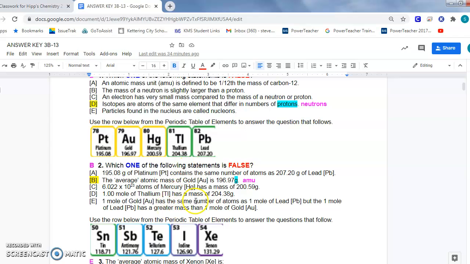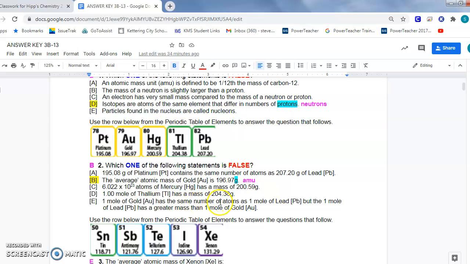Letter E, a mole of gold has the same number of atoms as a mole of lead. Yep, a mole's a mole. A mole is 6.022 times 10 to the 23rd, the same way that a dozen is 12. A baker's dozen is 13.